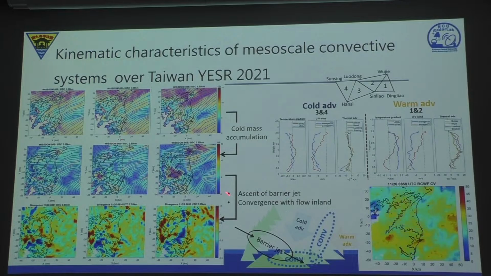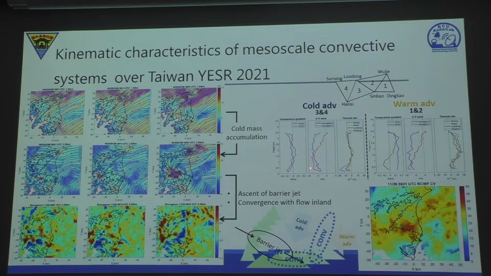So we found that when the heavy precipitation happened here, we had very strong cold air from the northeast to the southwest, and that air would accumulate along the mountain at the lower level here, and the mass accumulation will create a high pressure system. And it turns out there's a barrier jet around this direction, and therefore the convection will be enhanced and propagate eastward.